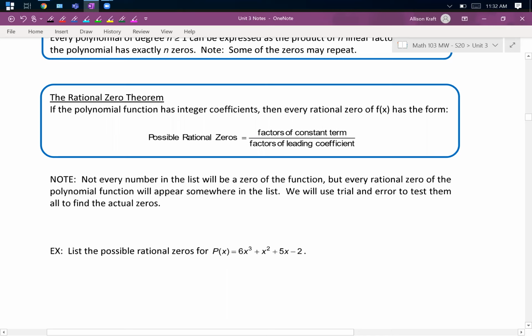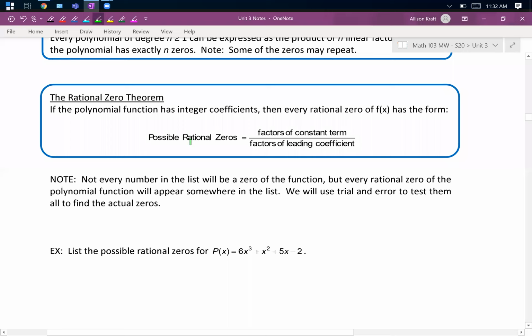You're going to take the factors of the constant term and divide them by the factors of the leading coefficient. Now, you'll see I wrote the words possible rational zeros. We're going to generate a list from all these factors, but not every number on the list will actually be a zero of the function, right? These are possibles. These are ones that we're going to check. Now, it is true that every rational zero of the polynomial will be on this list, but the list is much larger than the actual zeros. We're going to use trial and error to test these possible rational zeros to find the actual zero.